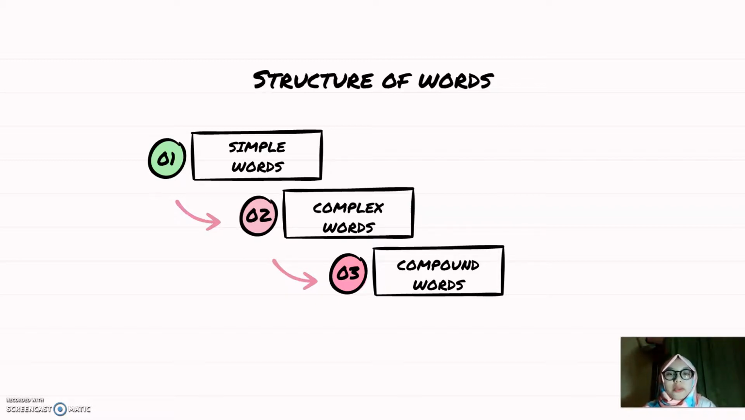Second, complex words. It consists of a base and a derivational affix. For example, goodness, enable, boyhood, determination. Third, compound words. It consists of two or more free terms which are independent words by themselves. Example, override, happy-go-lucky, elevator operator.